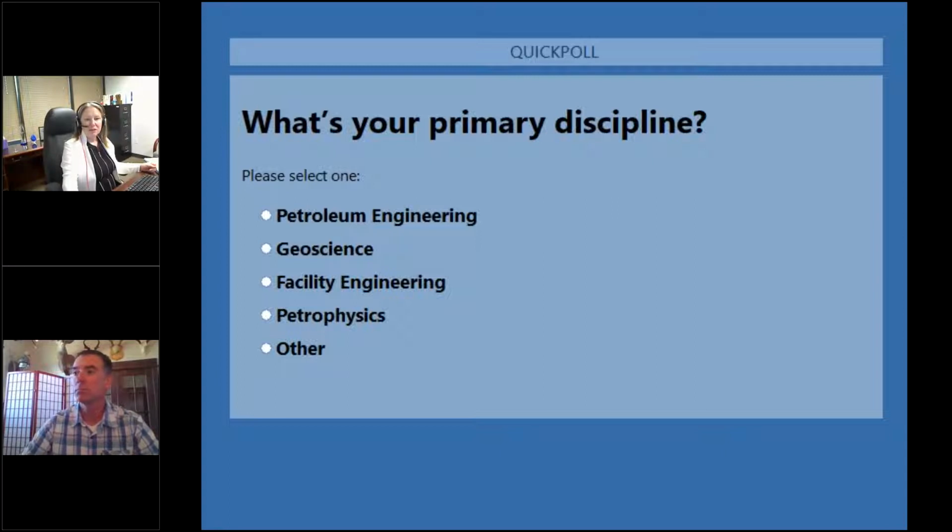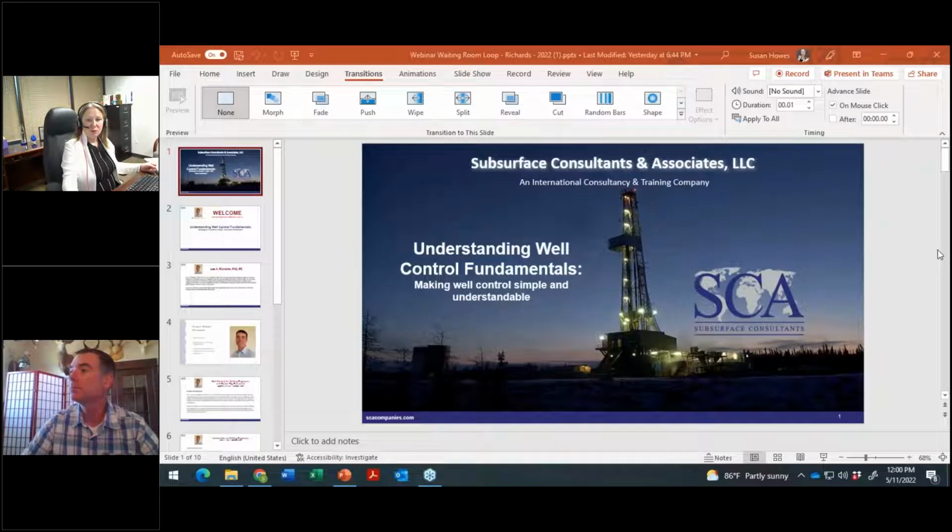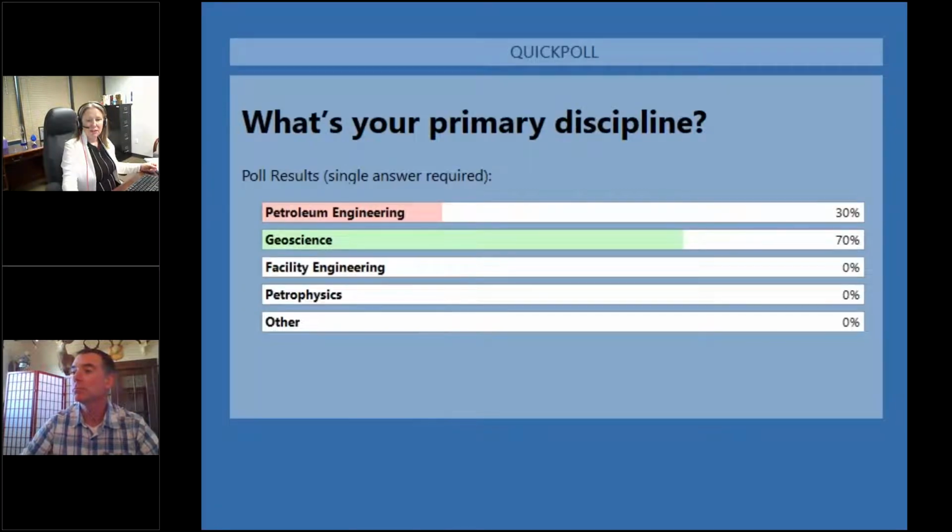So we're starting to get some responses. We have some petroleum engineers in the audience, also some geoscientists. Still getting votes. Okay, most of you have voted at this point, so I'm going to close the poll for the first question and share the results. It looks like we have 70% geoscience and 30% petroleum engineers.